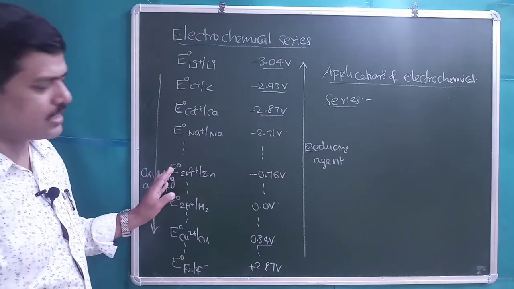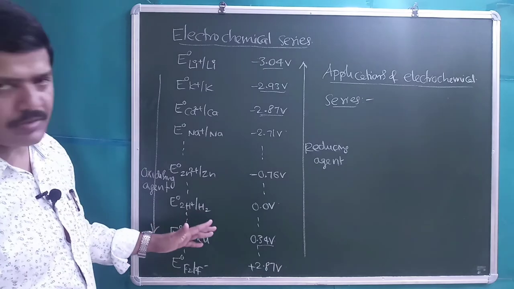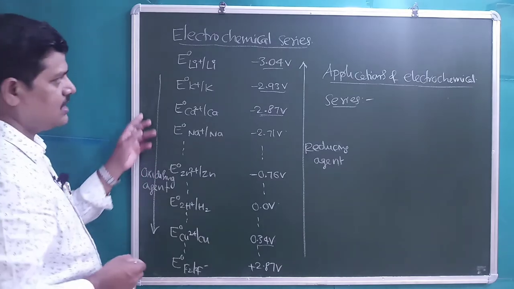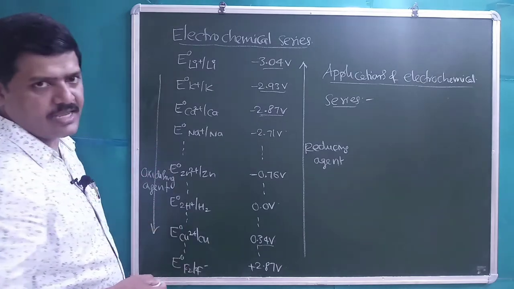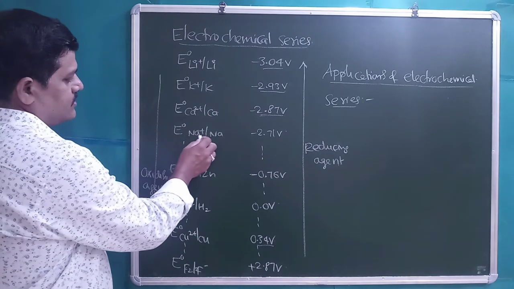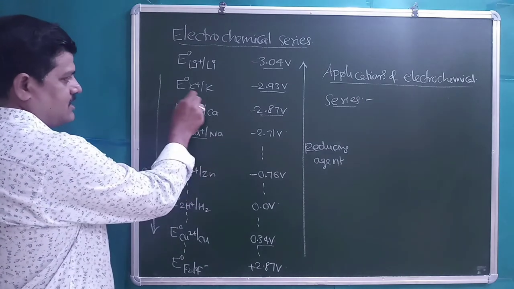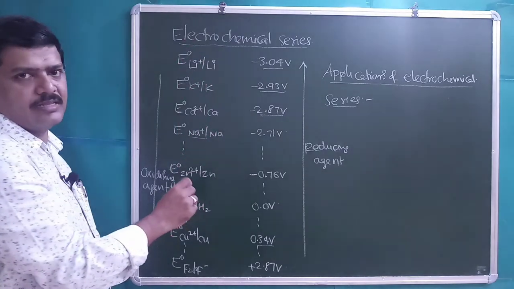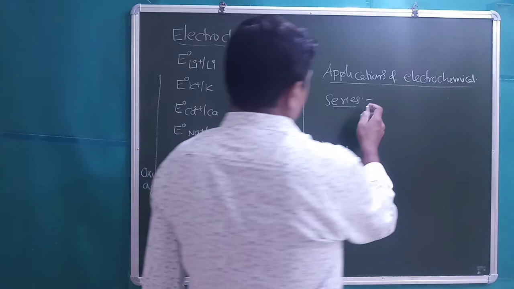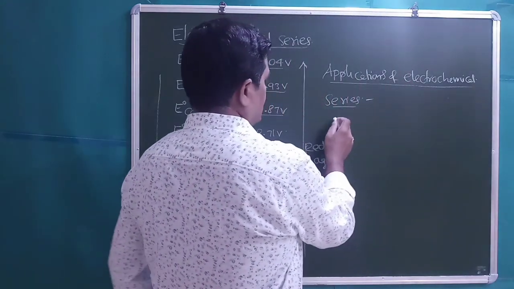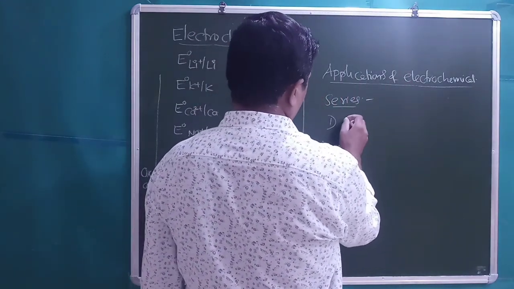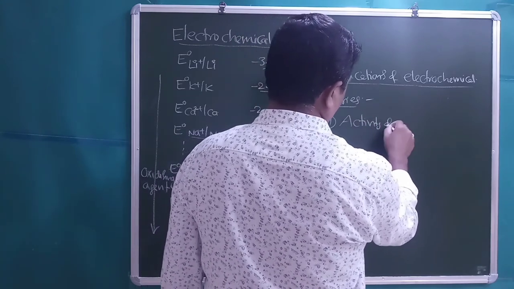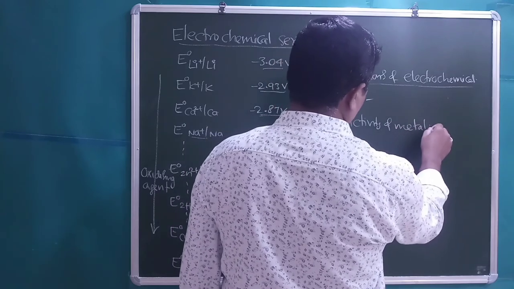Generally, if any question is given, they will provide the reduction potentials. Students, generally we know the metal activity series. Metals are arranged in the decreasing order of their reactivity, right? There, sodium is at the top of calcium. Here, calcium is at the top of sodium in the electrochemical series. Let us discuss the applications of the electrochemical series. Activity of a metal we can find from this.